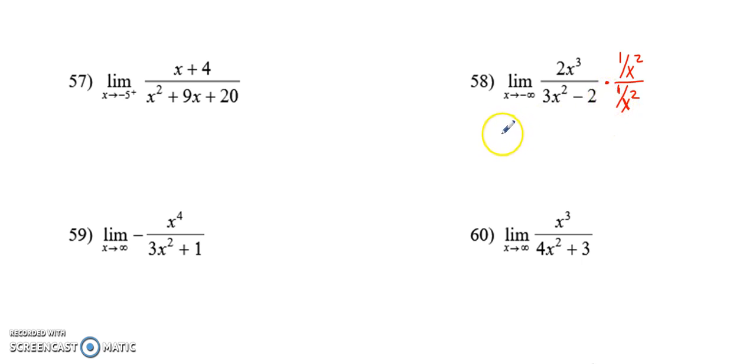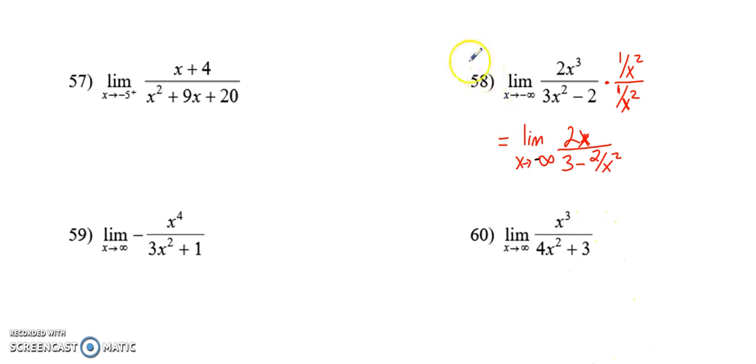Okay, so when we do that, you get the limit as x approaches negative infinity of 2x cubed times 1 over x squared, which is 2x, over 3x squared divided by x squared, minus 2 divided by x squared. And it doesn't seem nice at all right now, off the top of your head, looking at that. Or you're going, huh? What's worse? Yeah, you're right.